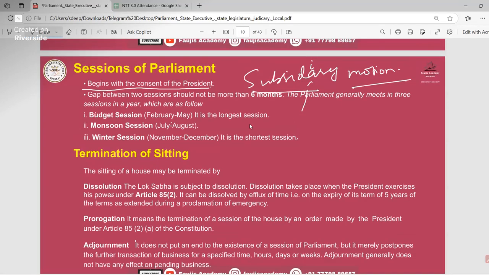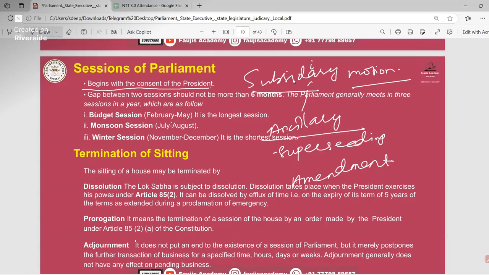Three types, or you can say subcategories. One is the ancillary motion, the other is the superseding motion, and the last one is the amendment. Ancillary motion, under subsidiary motion, is used as a regular way of proceeding with various kinds of business. If something has to go on with the current bill which is being discussed, then an ancillary motion is passed normally. That is the normal proceeding.